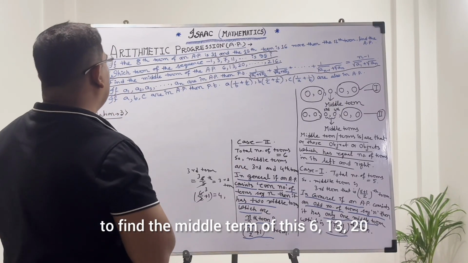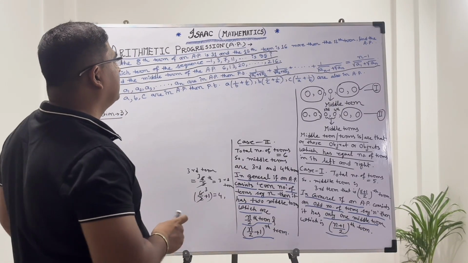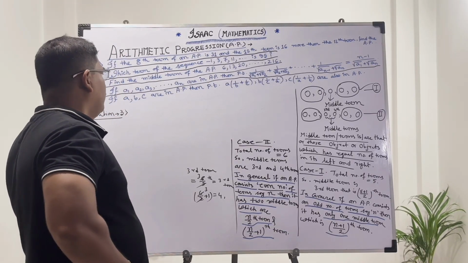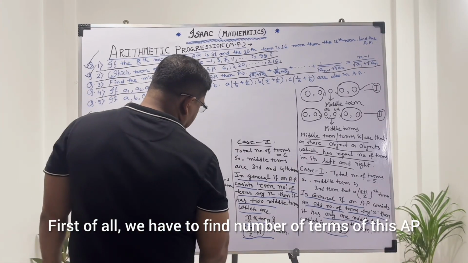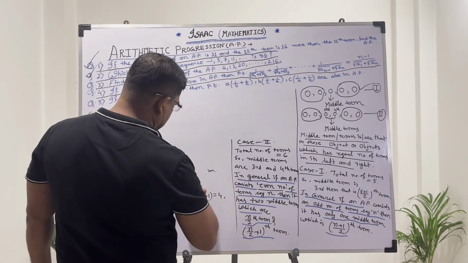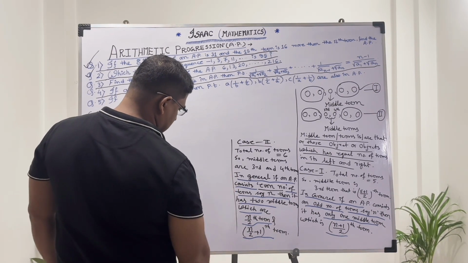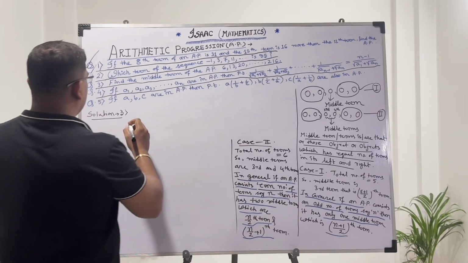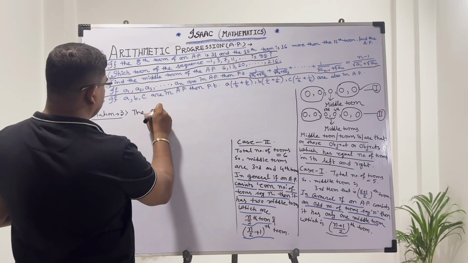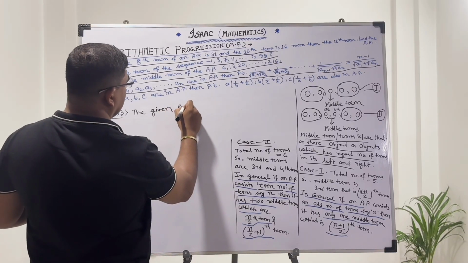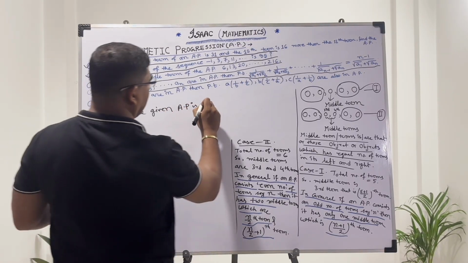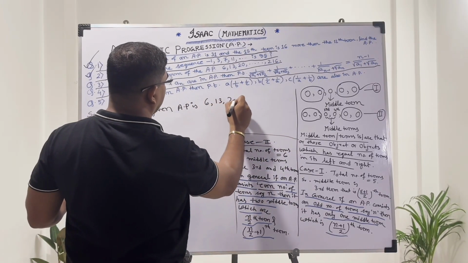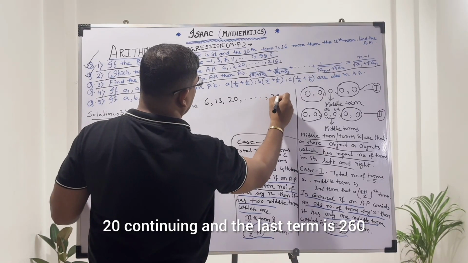So to find the middle term of this AP 6, 13, 20 continuing up to 216, first of all we have to find the number of terms of this AP. The given AP is 6, 13, 20 continuing and the last term is 216.